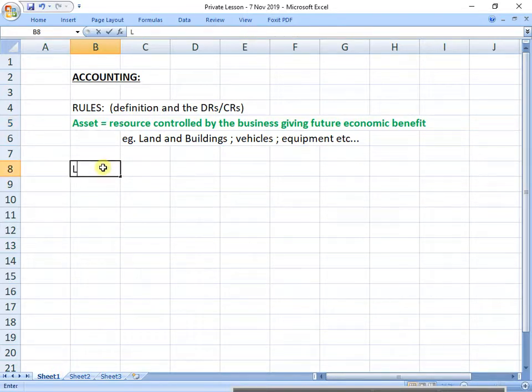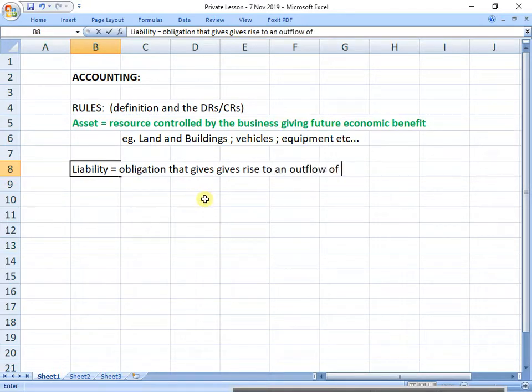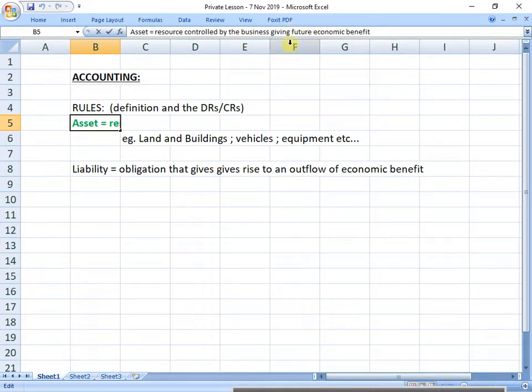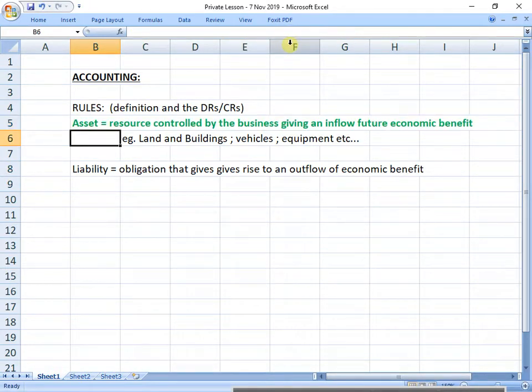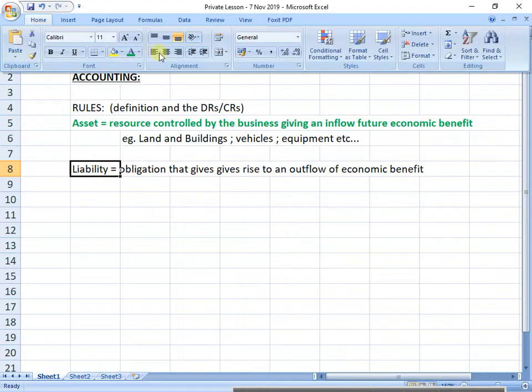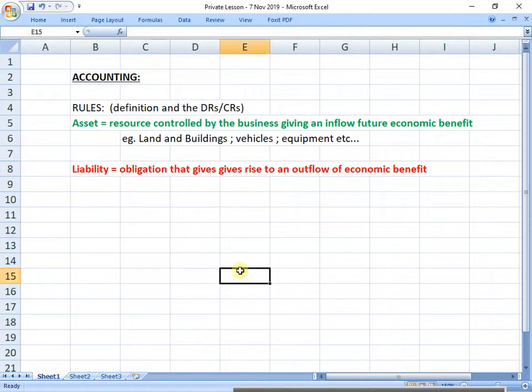Okay, the opposite of an asset is a liability. Something else that you need to know, definition-wise: an obligation that gives rise to an outflow of economic benefits. Okay, maybe just to add the word inflow here. So benefits coming in or benefits going out. If benefits are going to go out, it's a liability. Remember, liabilities are bad, because there's going to be a future outflow.